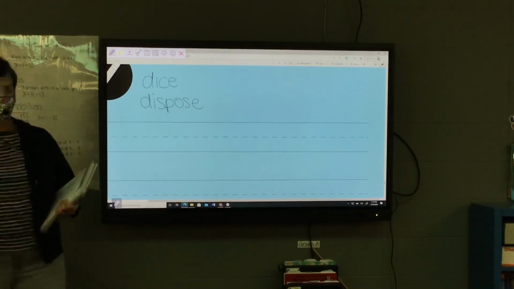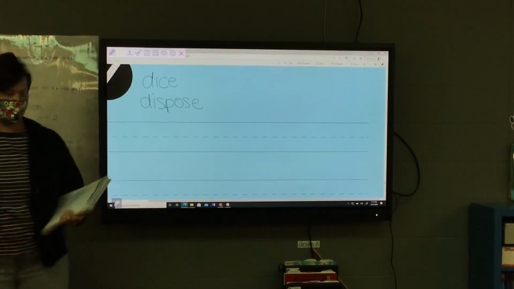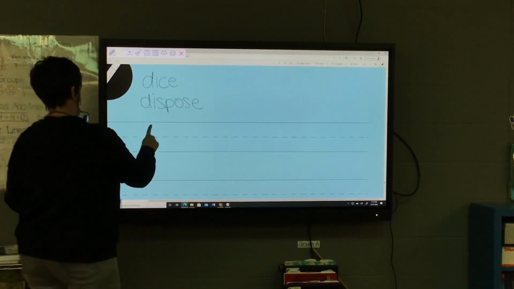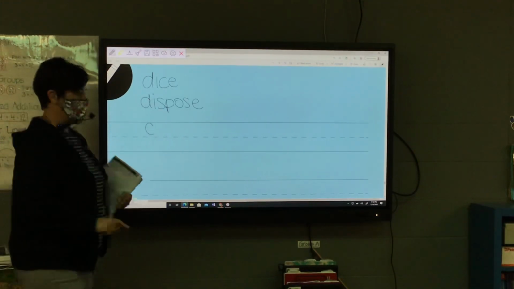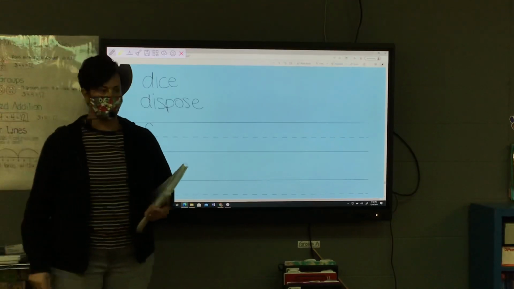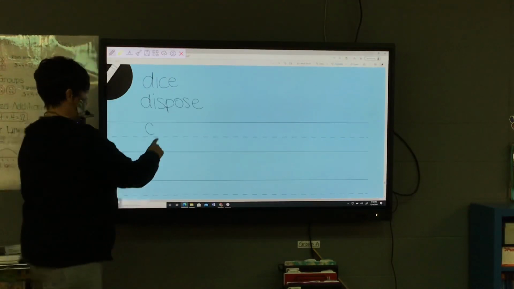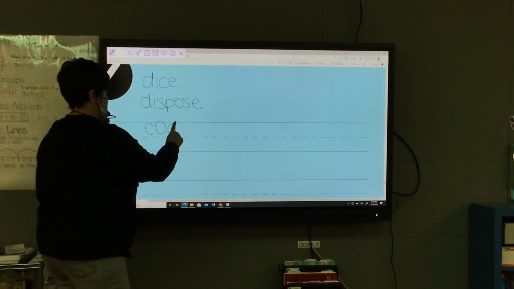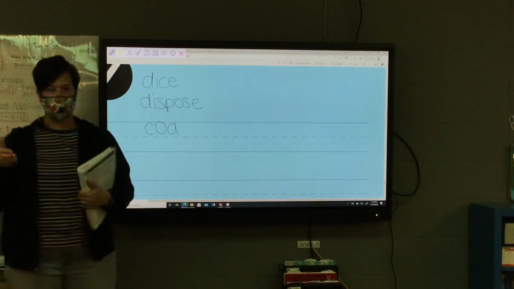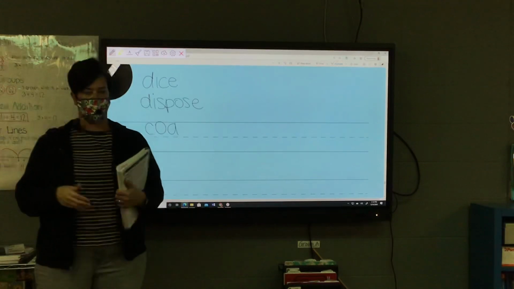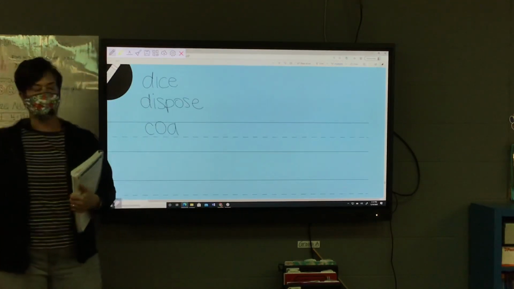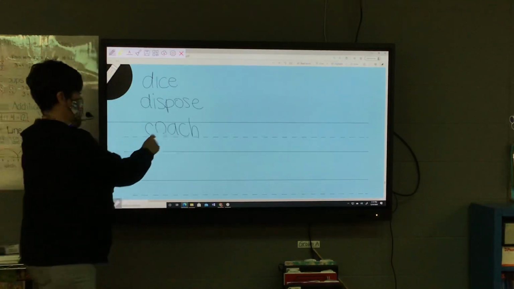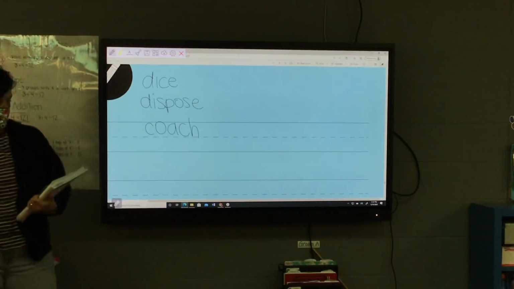Break those words apart to help yourself spell them correctly if you need to. Coach. What's saying the O in coach? O-A. What about ch? Is it C-H or T-C-H? It is C-H because this is not a short vowel there.